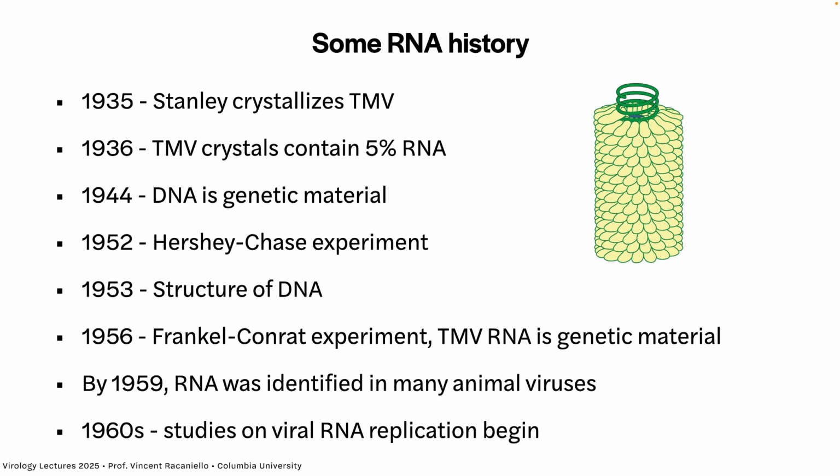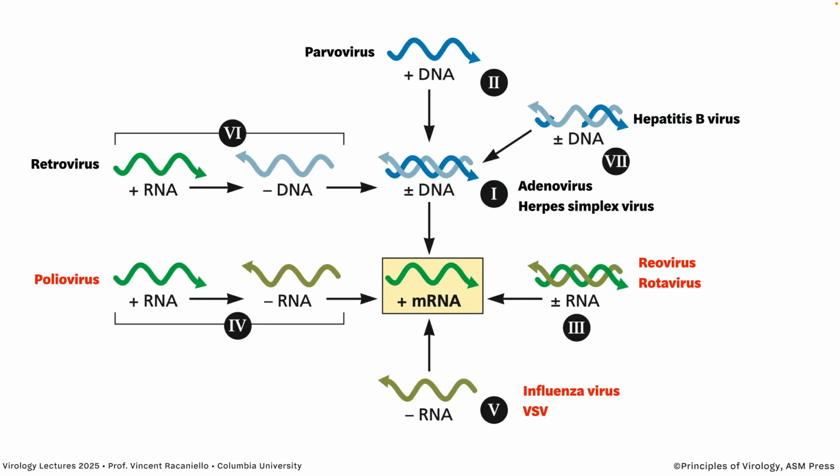Okay, so by the late 50s, RNA is fully respected as genetic material. It begins to be identified in many animal viruses. And in the 1960s, people start to study it because they want to know how it replicates, because cells don't have RNA as genetic material. They have RNA in other forms, right? But they're not the genetic material.